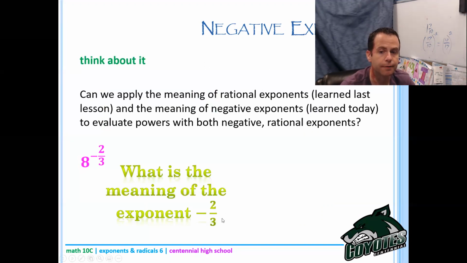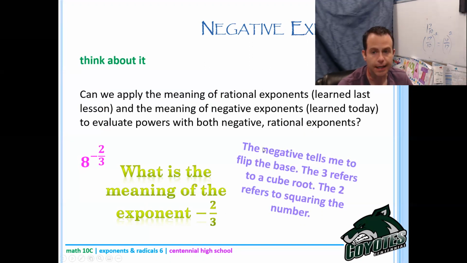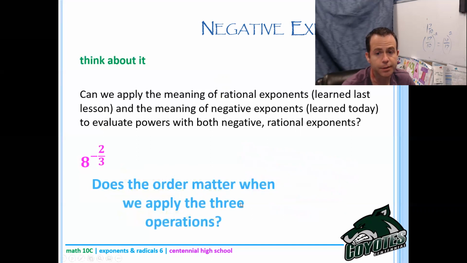What is the meaning of the exponent negative 2 over 3? The negative tells me to flip the base. The 3 refers to a cube root. The 2 refers to squaring a number. Does the order matter? No, it actually doesn't. So whichever one you like first, you can do. So let's go ahead and do that.